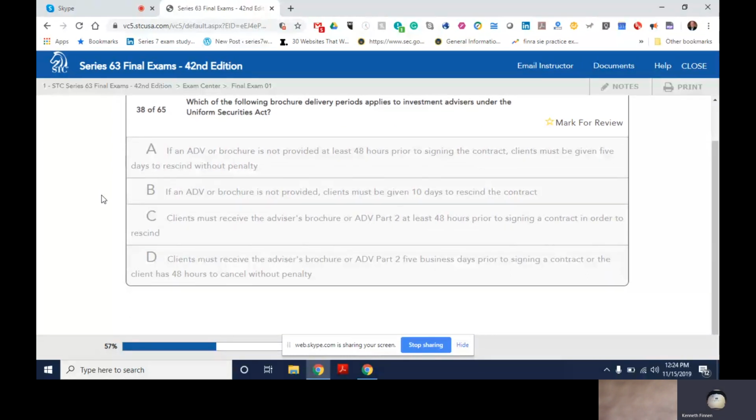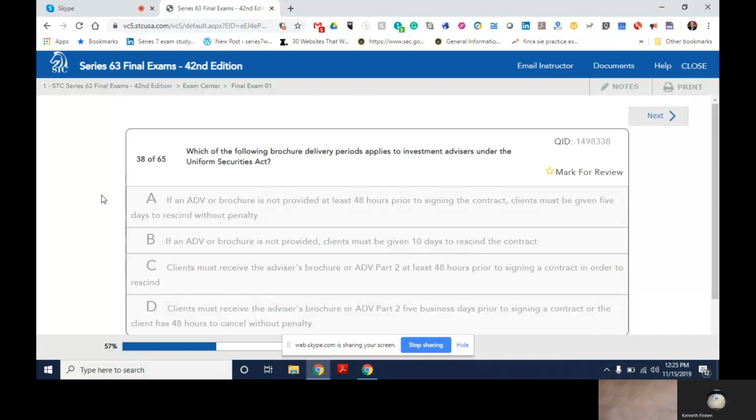Which of the following brochure delivery periods applies to IAs under the USA? Okay, so there's 2 things before I read the answers. IAs have to deliver the brochure 48 hours before they sign the contract on the state level. On the federal level, they have to send it at or prior to signing. A, if an ADV or brochure is not provided at least 48 hours prior to signing the contract, clients must be given 5 days to rescind without penalty. That's true. So that's probably the answer.